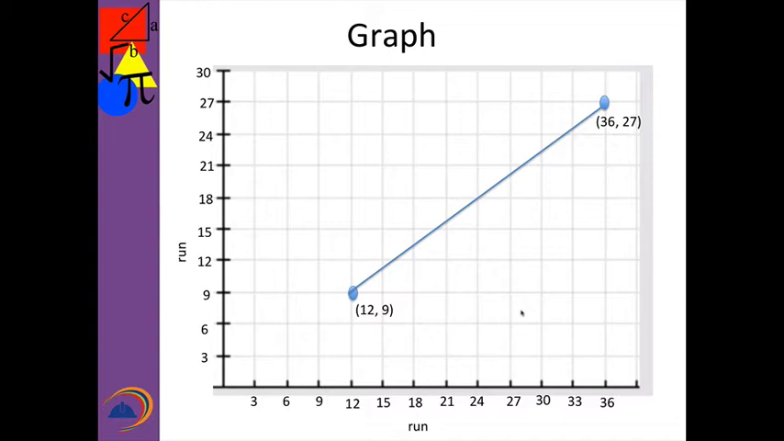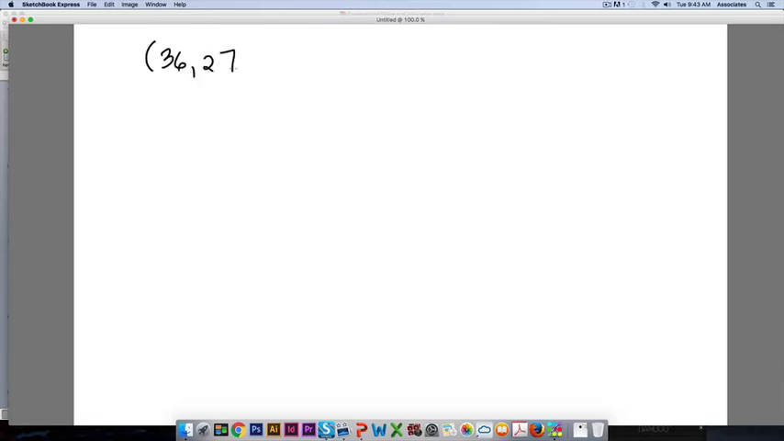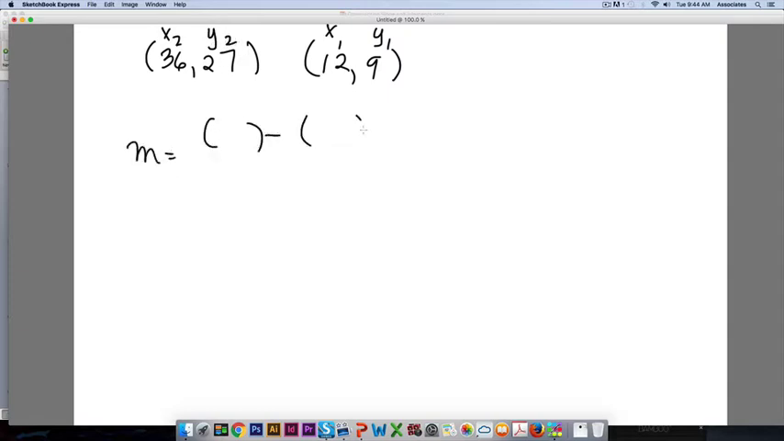Let's go ahead and go to our slate. We had the points, let's get back over here: (36, 27) and the other was (12, 9). It doesn't matter the order. I'm going to show you. I'm going to make this x sub 1 and this y sub 1. I'm going to make this x sub 2 and y sub 2. I'll get the same answer. It doesn't matter, as long as I plug them in the right place.